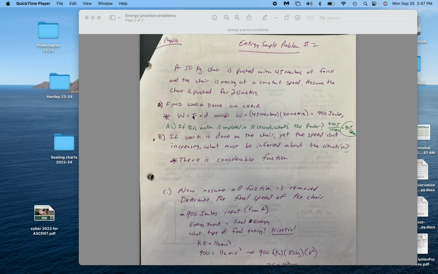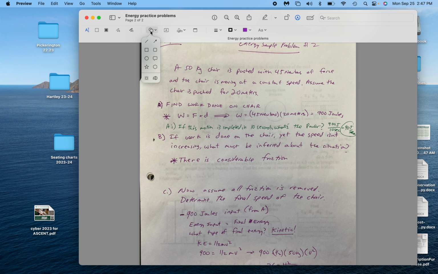So finding the work done on the chair, this is F times d, and it really shouldn't be F cross product d, it should be F dot d. Maybe I can make that a dot. Maybe I'll move that up there. Yeah, F dot d, sure, that's good. Which is F d cos theta. That's a dot product as opposed to a cross product. You may have heard about those in math. Anyhow, 45 newtons times 20 meters, 900 joules of work is done.